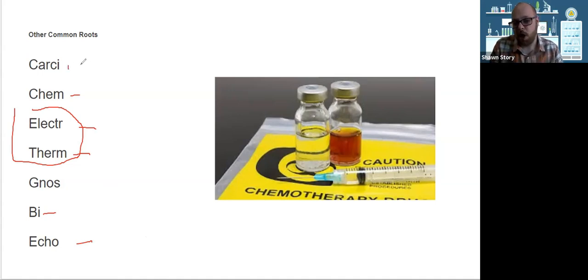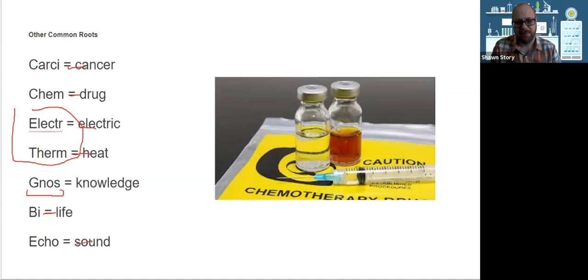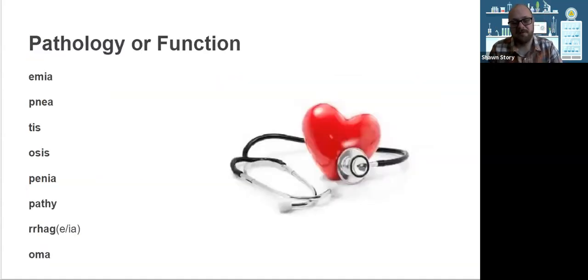Carcino is actually cancer. So anything that's cancerous, like carcinogens, all those different things would be cancer related. And nous is knowledge. I'm pretty sure. Yeah, knowledge. So anything with knowledge. Okay. So we did tests and procedures. Let's look at pathology and function. So again, these we're going to add on to any of those body parts.